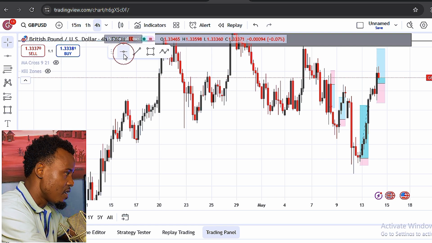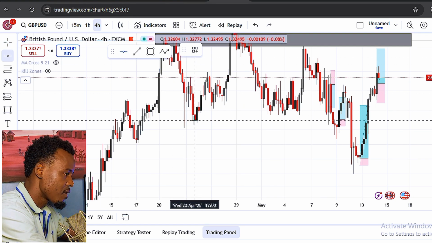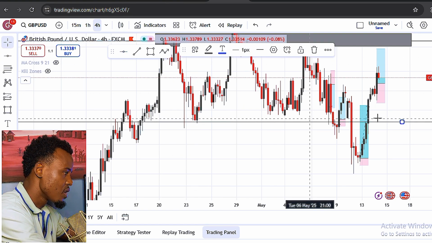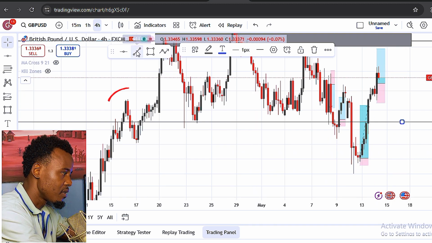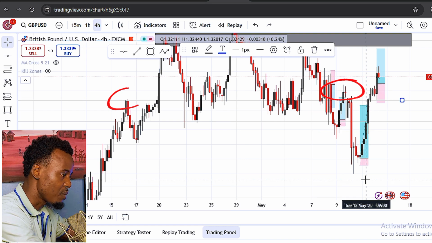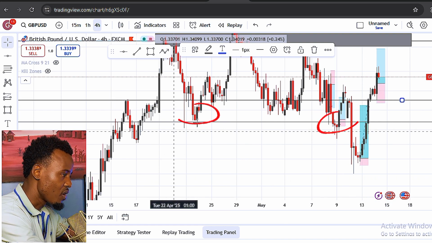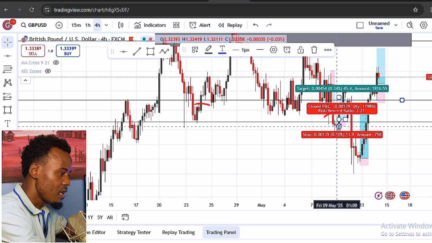As you can see, here are my lower lows. This one, my lower high. This zone and this zone are respected. Why this zone and this zone, right? Let me show you something, guys.